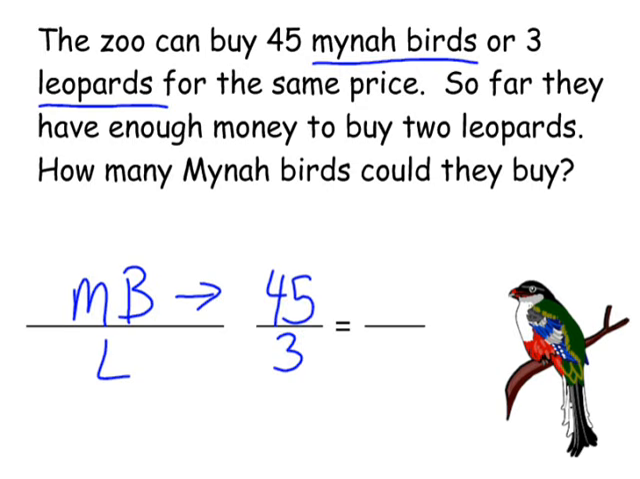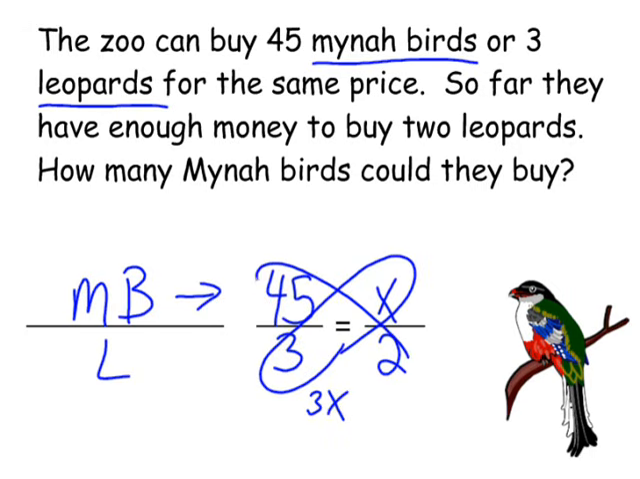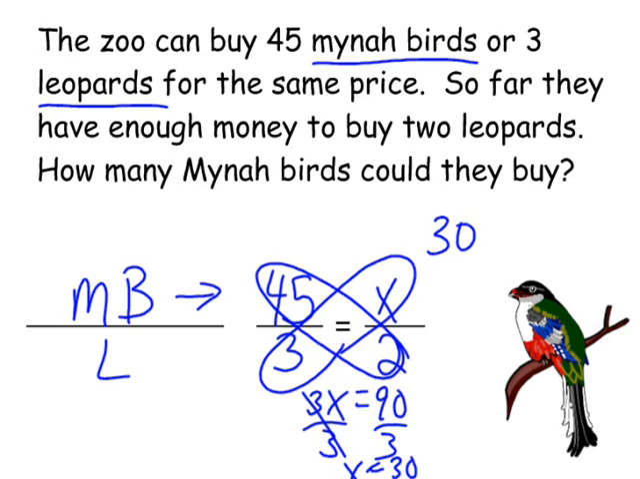So far they've got enough money to buy 2 leopards. How many Mynah birds could they buy? Well, let's cross multiply in this one. So instead of a question mark, I'm going to have x. We don't know how many Mynah birds. I'm going to do 3 times x is 3x. I'm going to do 45 times 2 is 90. This is a nice easy one-step equation. So x would be 30, meaning they have enough money to buy 30 Mynah birds.